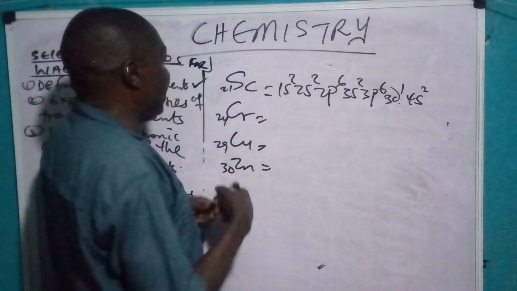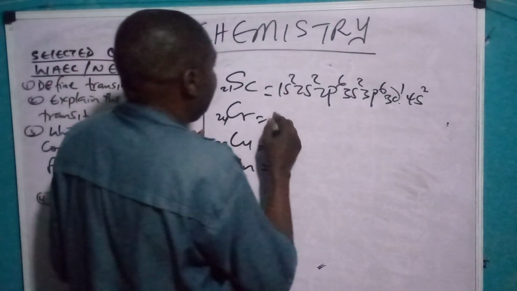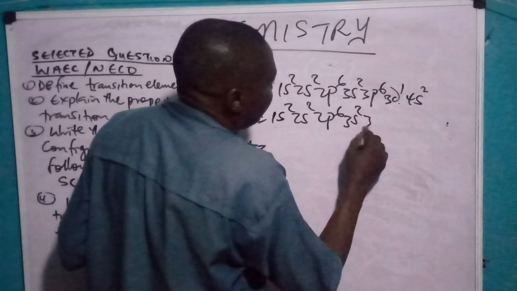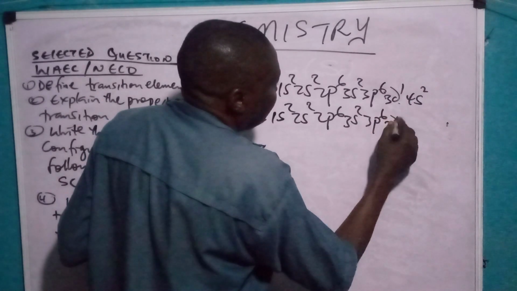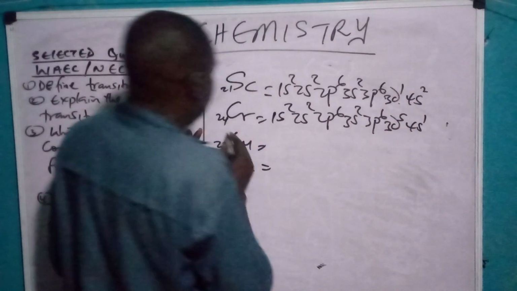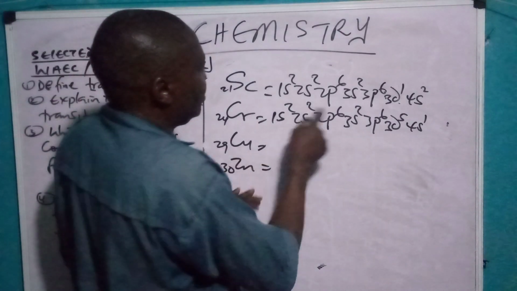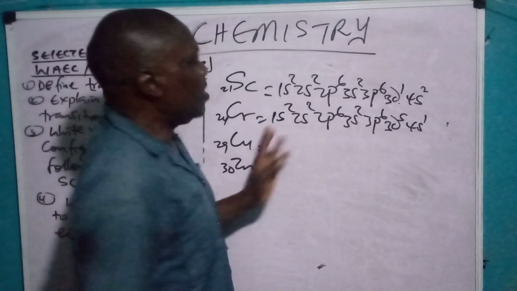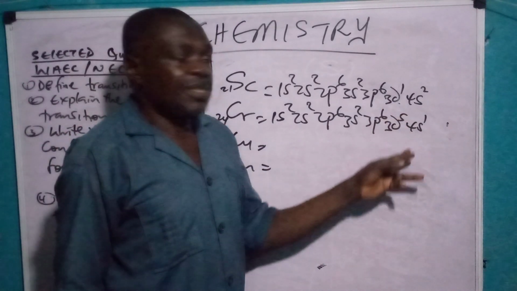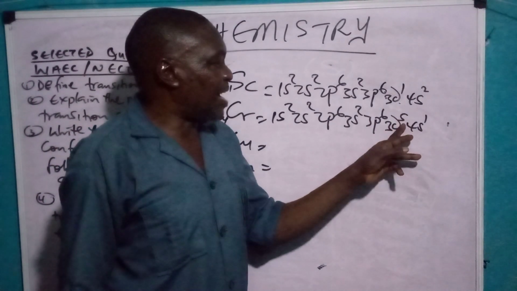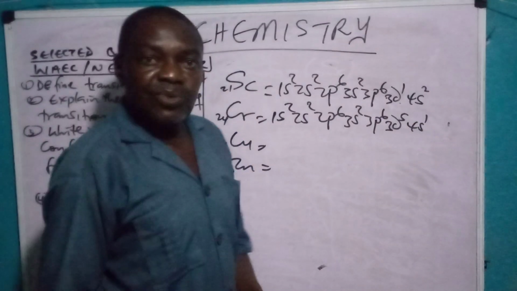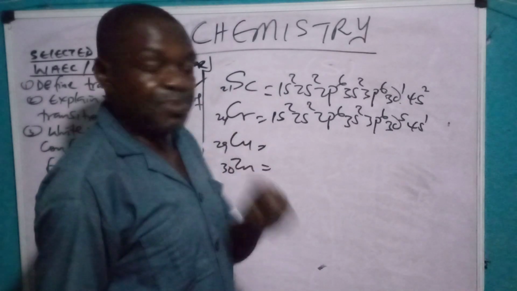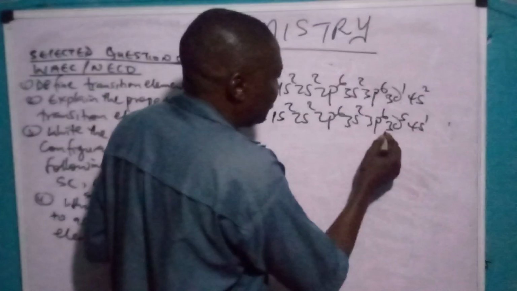So you have this. Then chromium: 1s2, 2s2, 2p6, 3s2, 3p6, 3d5, 4s1. Let's count it first. This is 10, 21, 22, 23, 24. Some of you may be wondering, this is not the usual pattern. How come you are putting 5 here and this one is 1? Look at the explanation. Although the question does not require the explanation, it's good for you to know it because of your objective.